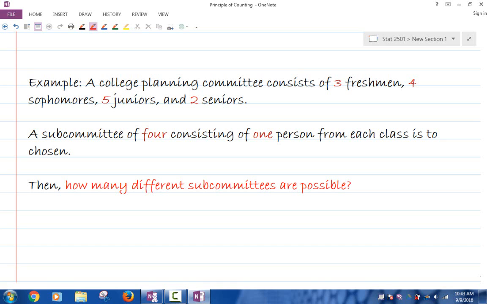12, 10, 40. What is that? 8? Anybody? How are you getting 120? Multiplying what? Okay, and why can you do that?